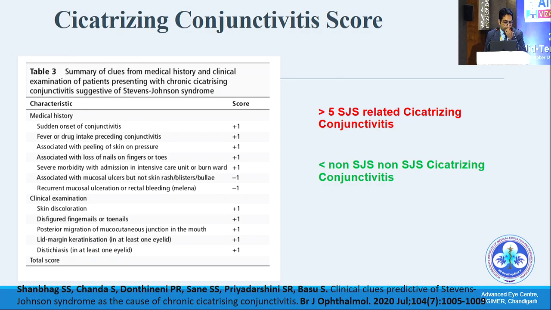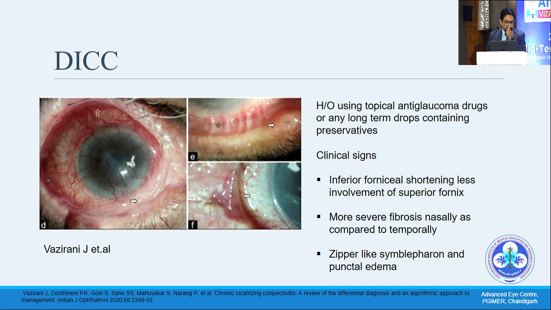Now if you want to differentiate SJS and non-SJS causes, there is a very good cicatricial conjunctivitis score described by Dr. Sangwan and her team. This scoring system takes care of medical history points and clinical examination points, and if the score comes more than 5, it is almost definitive of Stevens-Johnson syndrome, and if the score comes less than 5, it is more towards non-Stevens-Johnson syndrome causes. This is a very practically useful cicatricial conjunctivitis score that I am using in most of my patients.